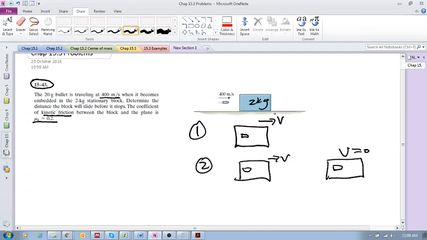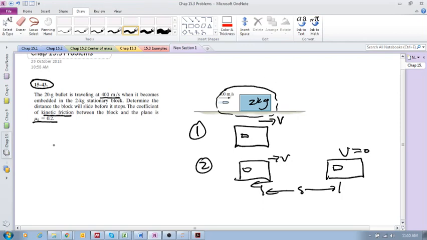So we first need to determine what this velocity is right after it becomes embedded. That's analysis 1. Analysis 2 is, what is this distance that this travels? After the bullet gets embedded, it starts moving at this velocity, and then because of friction, it slows down until the velocity is 0, and we want to know what is this distance traveled. Because the two particles interact with each other, we know we can apply conservation of momentum.